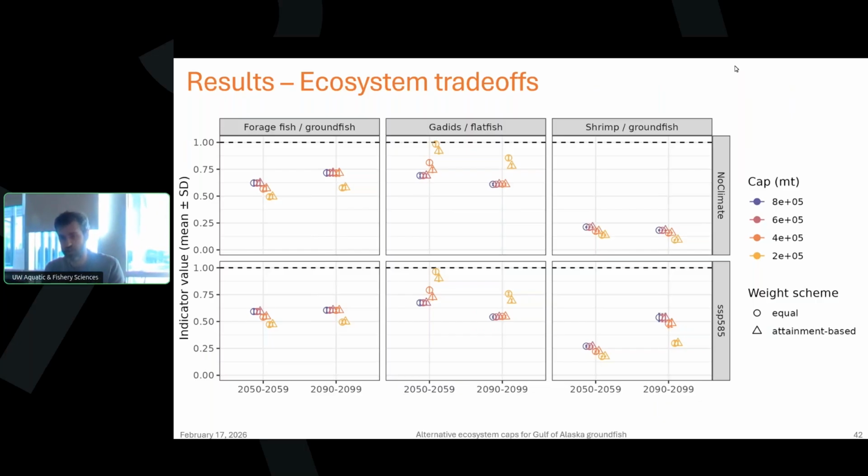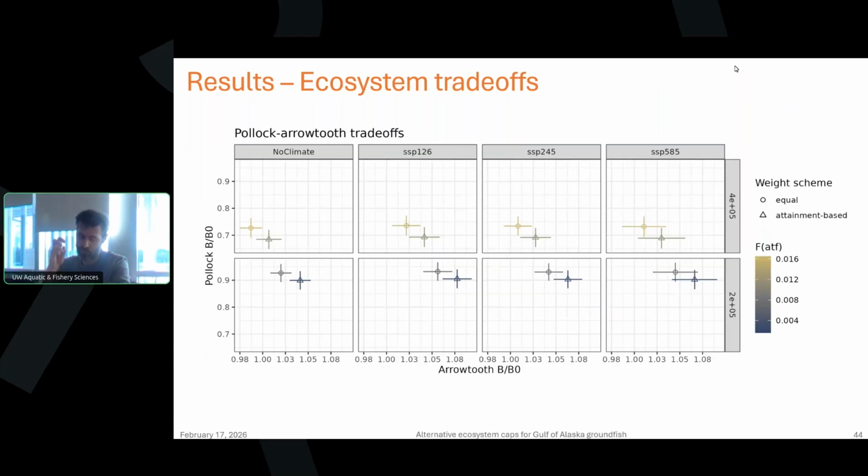So I'll move on from this slide. And the last thing on results, because there's some discussion that I want to touch on, is the trade-off spaces that you enter in these multi-species fisheries. This plot shows you the trade-off between pollock and arrowtooth biomass. And we know that there is a fairly substantial trophic connection in the Gulf of Alaska between these two, where arrowtooth is a predator of pollock. One of them, but a fairly important predator because it's a large biomass.